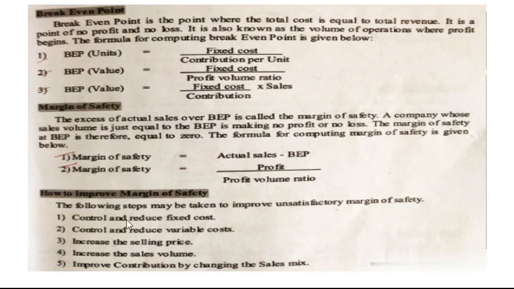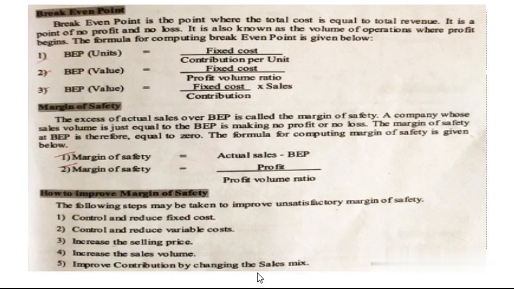So how to improve margin of safety? The following steps may be taken to improve an unsatisfactory margin of safety. The first one is control and reduce fixed costs. If you reduce your fixed costs, you can improve your margin of safety. Then control and reduce variable cost. Yes, variable cost also should be controlled, because only if you control your cost will you have a chance of earning profit. Next, increase the selling price, increase the sales volume, and improve contribution by changing the sales mix. You need to improve the contribution by changing the sales mix, selecting the number of units to be produced, and only then will the contribution increase.